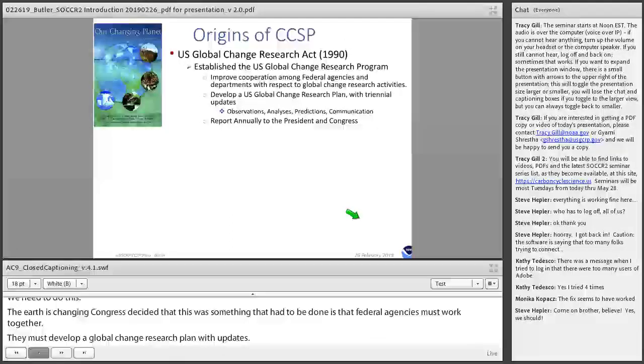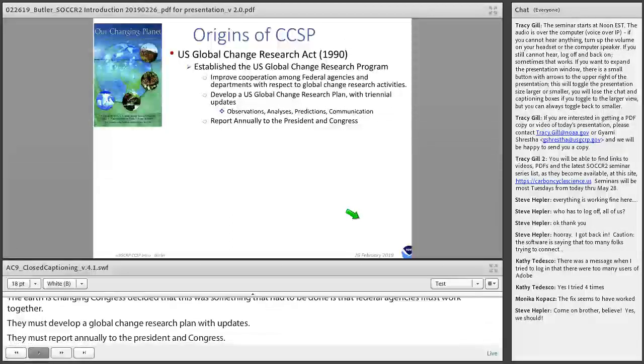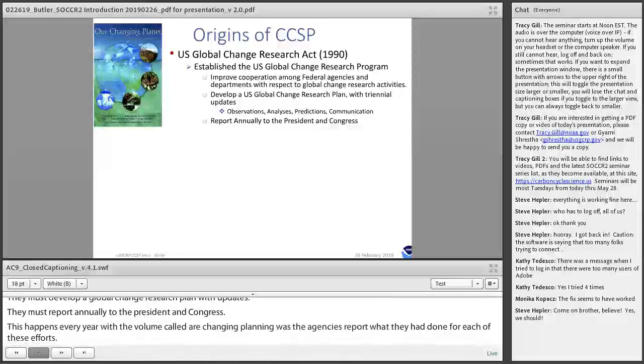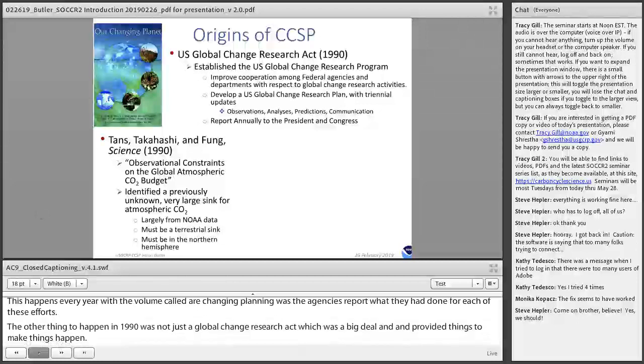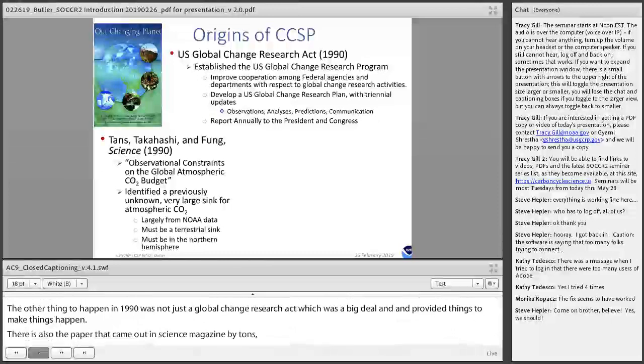in which the agencies report what they have done for each of these efforts. The other thing that happened, though, in 1990 was not just the Global Change Research Act, which was a big deal. It actually provided a lot of funds to make things happen and directed agencies how to use that. But there was also this paper that came out in Science Magazine at that time by Peter Tans, Taro Takahashi, and Inez Fung. Tans worked at NOAA. Takahashi was at Lamont Doherty Geological Observatory. It's now called Lamont Doherty Earth Observatory. And Inez Fung was at NASA at the time.